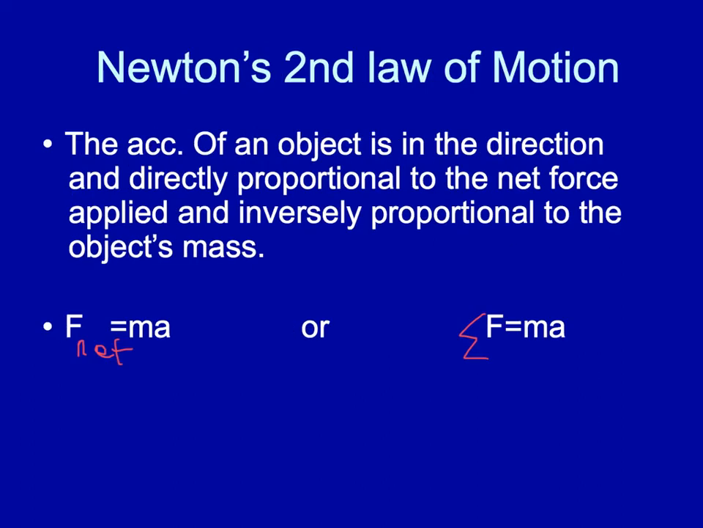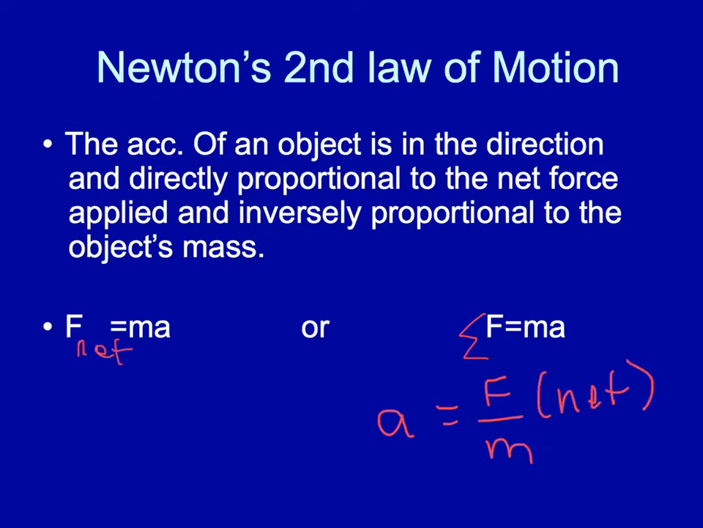Now, Newton's second law is actually a mathematical equation. The sum of the forces equals m times a. The way Newton originally wrote it, he said the acceleration of an object is directly proportional to the net force applied and inversely proportional to the mass. So in other words, Newton actually wrote it this way: a is equal to F divided by m. But the key thing to understand is that it was net force.